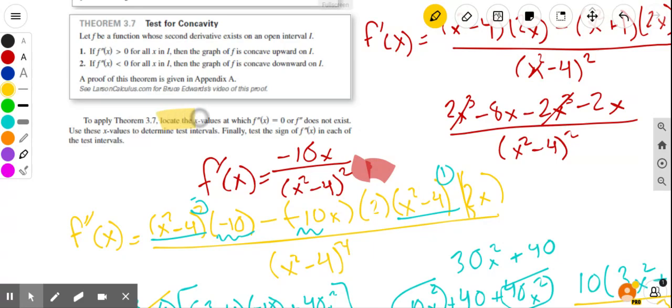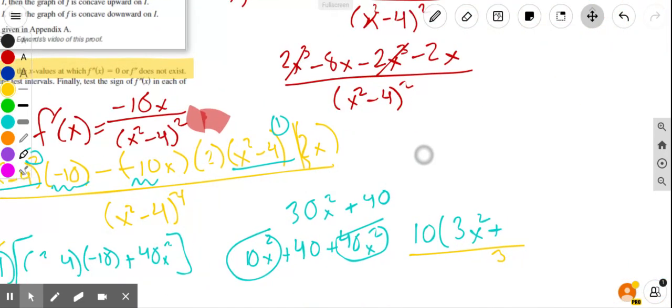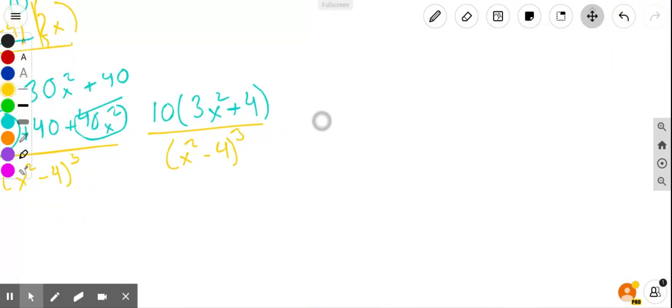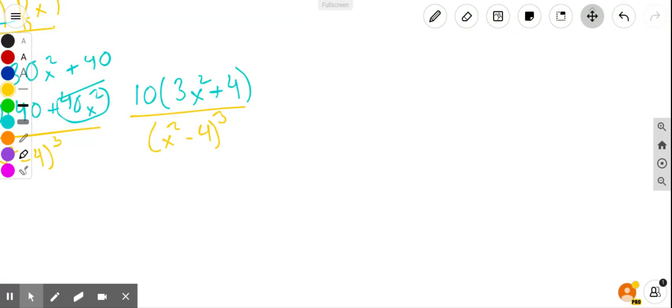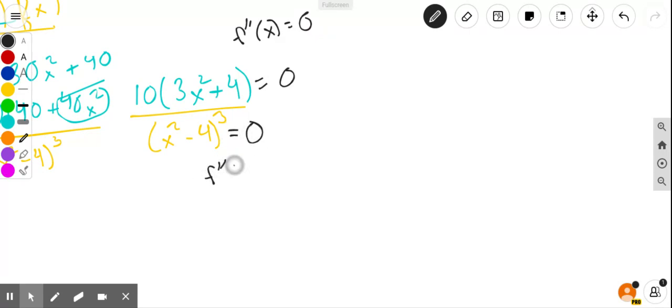I need to locate the values of x where f double prime is equal to 0 or f double prime does not exist. So that is code for: set this equal to 0 to figure out where the second derivative would equal 0. Set the denominator equal to 0 to figure out where the second derivative does not exist.